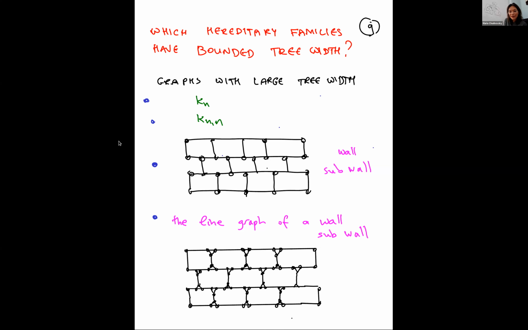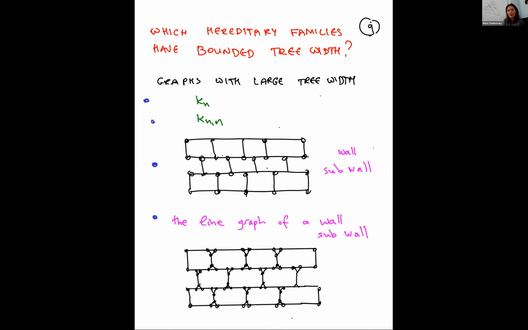So now what is this? Well, you take this wall, you subdivide it, and then you take line graphs. You take the line graph. Another way to describe that is you look at every degree 3 vertex in the subdivided wall and you replace it by a triangle in the bottom picture.